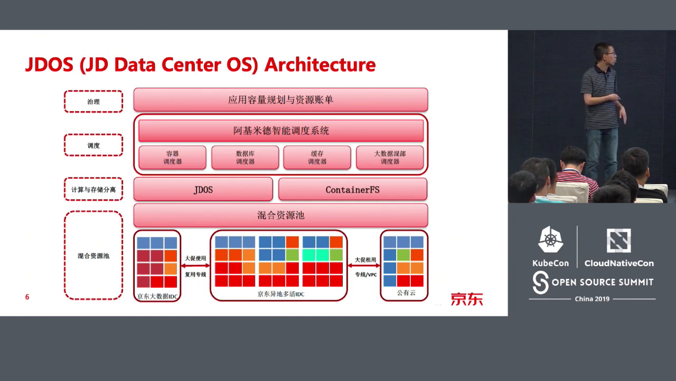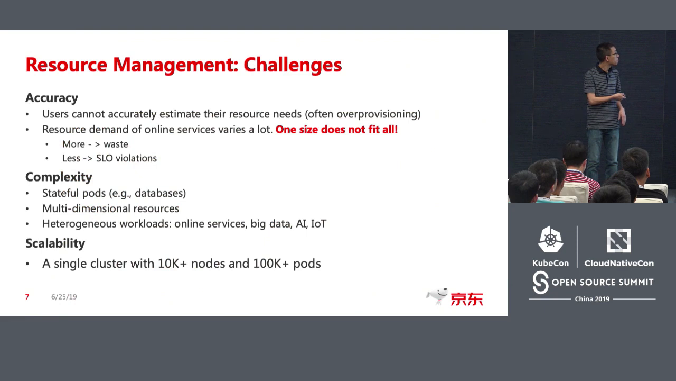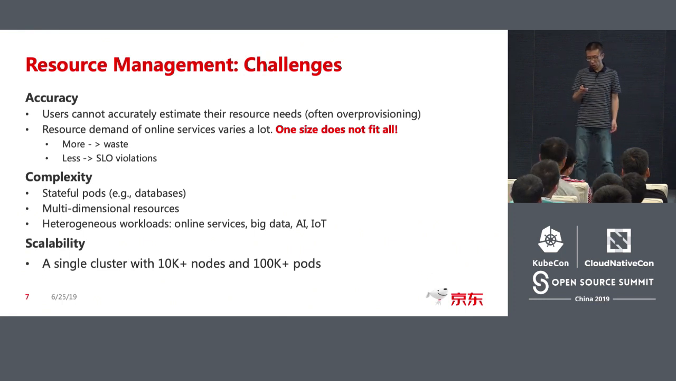The lowest layer is the mixed resource pool. For resource scheduling, or in a broader sense, for management in Kubernetes, we have many challenges at Jingdong. First is accuracy: how to accurately predict the amount of resources so that we can offer precise prediction. If we over-provision, resources will be wasted, and if fewer resources are provided, the scenario will be worse.